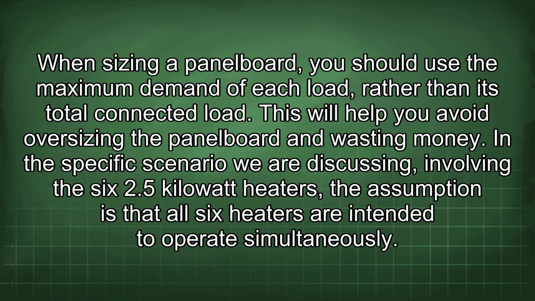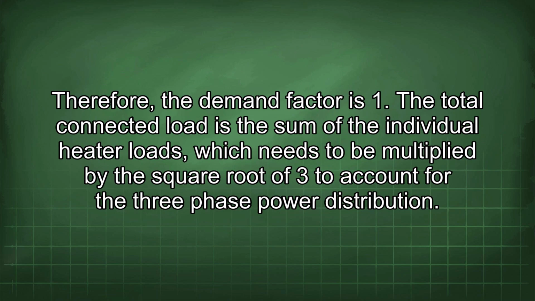When sizing a panel board, you should use the maximum demand of each load, rather than its total connected load. This will help you avoid oversizing the panel board and wasting money. In this specific scenario we are discussing, involving the 6 2.5 kilowatt heaters, the assumption is that all 6 heaters are intended to operate simultaneously. Therefore, the demand factor is 1. The total connected load is the sum of the individual heater loads, which needs to be multiplied by the square root of 3 to account for the 3-phase power distribution.